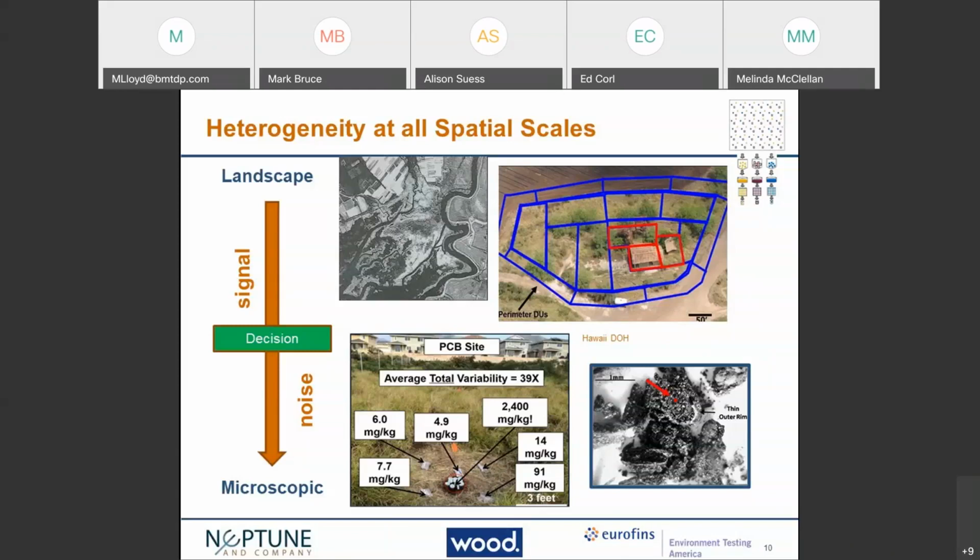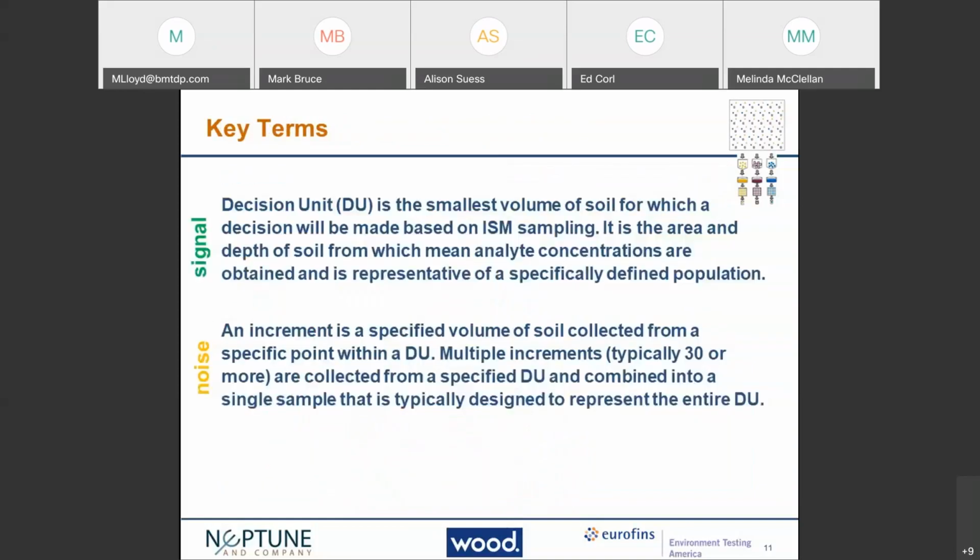So the question is, how do we manage this level of heterogeneity? Because we really aren't going to be making decisions at the 1, 2, or 3-foot scale. That pushes us off to the upper right-hand corner, where we have what we call decision units. These are sized with the appropriate resolution at which we actually want to make decisions. And ISM provides average concentrations for each of those decision units so that we have information that manages heterogeneity below the scale of decision but provides it at and above the scale of decision.